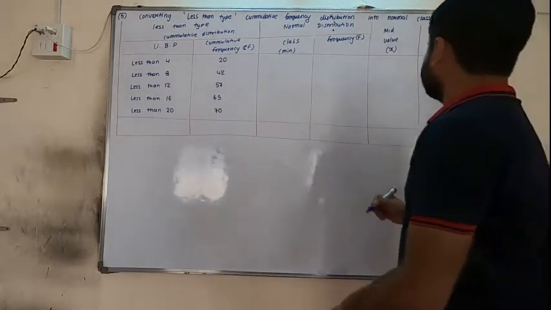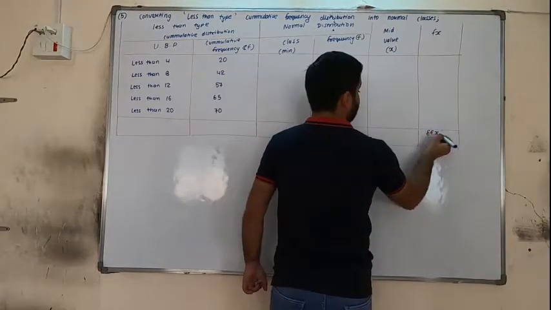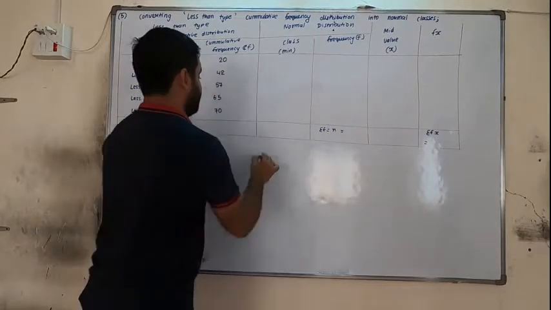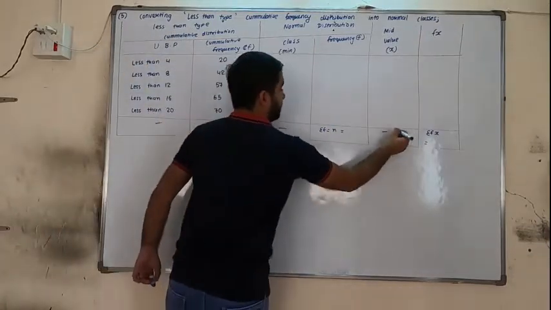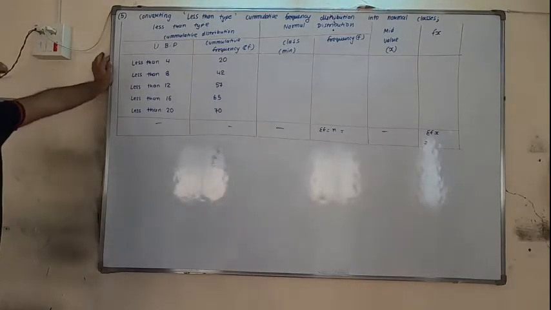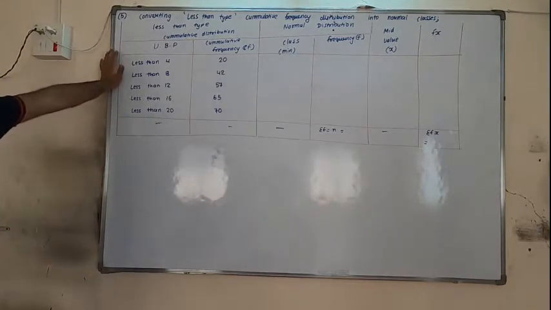Okay, we need sigma fx, we need sigma f is equal to n, and no other properties. So friends, this is the ready data. Now for converting it, 0 is not good. Okay, so all are upper boundary points only.